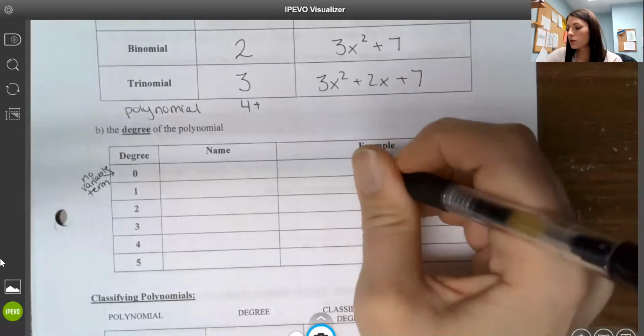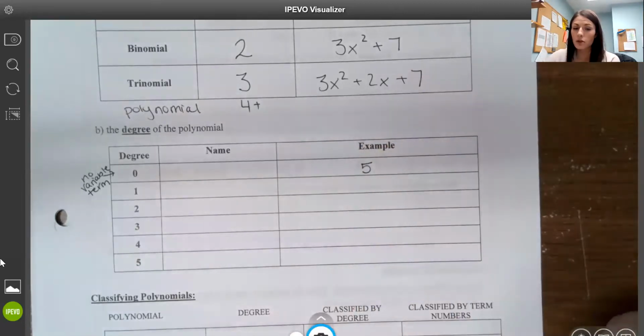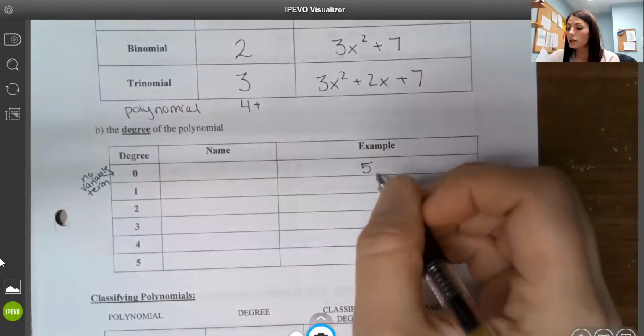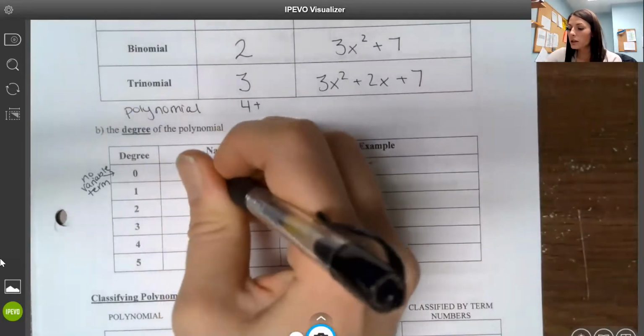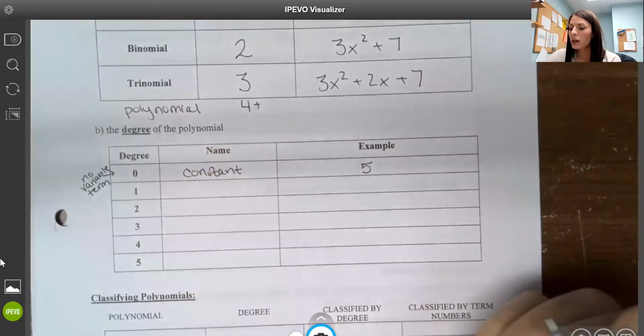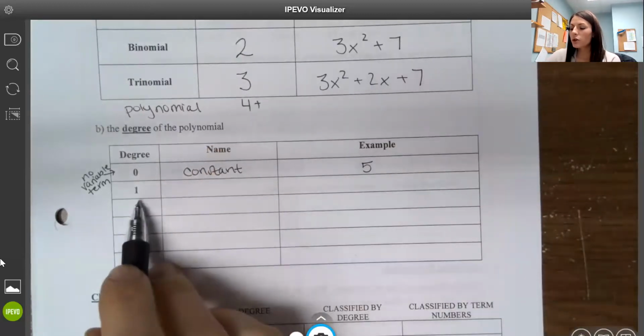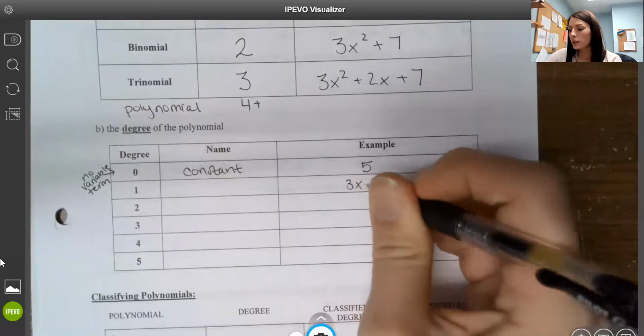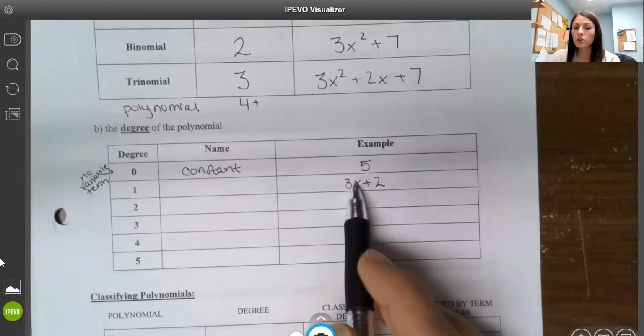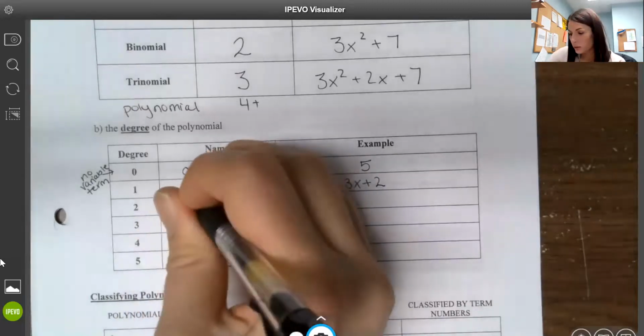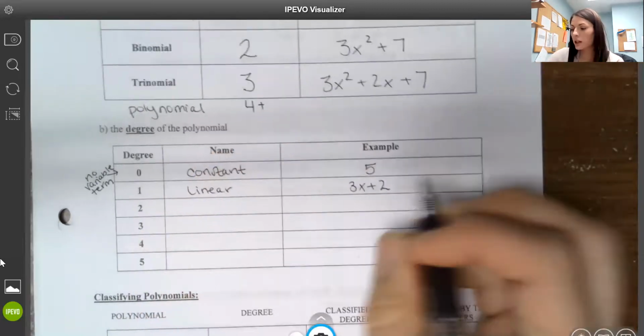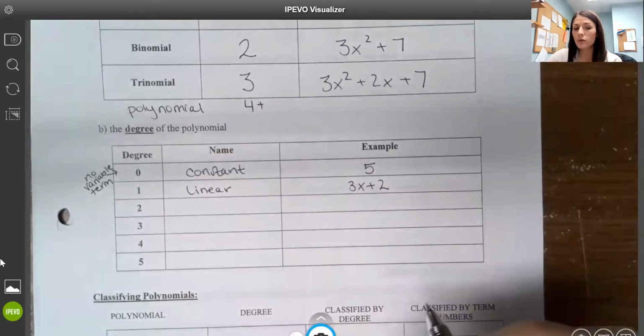So for example, just 5. That's a degree 0 polynomial. Now, this is just a constant term, and that's what we call it, a constant. If we have a polynomial that's degree 1, that means the largest exponent value in that polynomial is 1. I have something like 3x plus 2. Largest degree is 1. These polynomials are linear. Just like this would create a line if I graphed it.